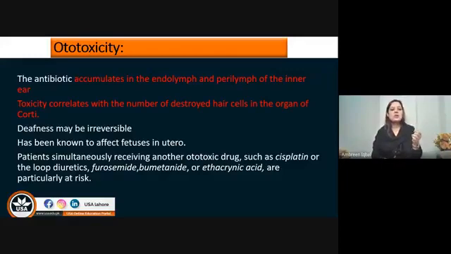So patients who are simultaneously receiving another ototoxic drug like cisplatin and loop diuretics like furosemide, bumetanide, ethacrynic acid, are particularly at high risk to develop ototoxicity. Patients who are taking these simultaneously, like if I'm taking diuretics or cisplatin, and meanwhile I'm also taking gentamicin, then my furosemide and gentamicin both are going to give me a higher risk to develop ototoxicity.